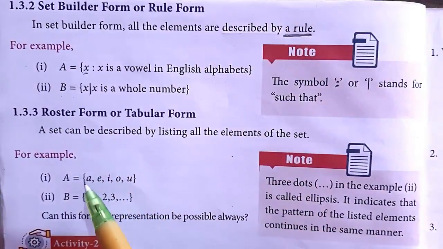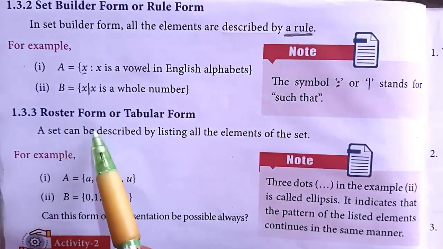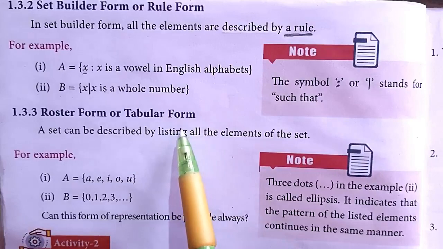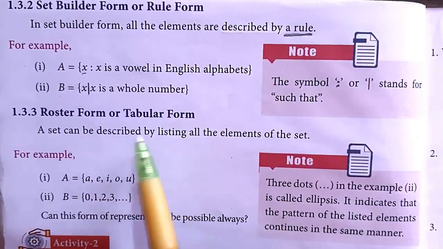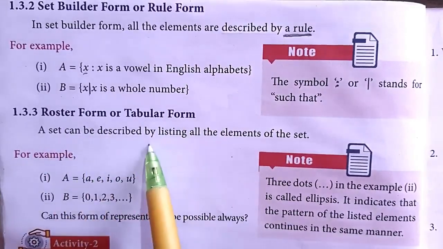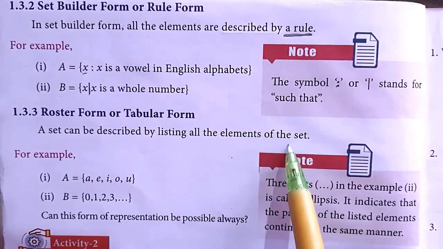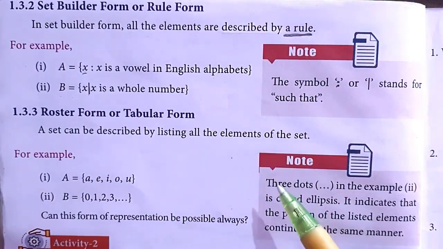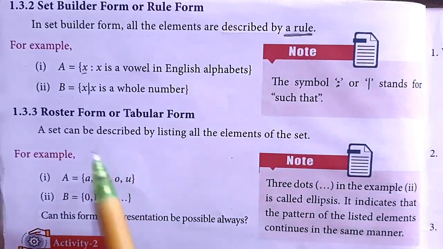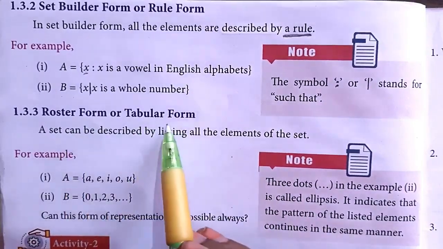Okay. So the third one is roster form or tabular form. The set can be described by listing all the elements of a set. So we have to write all the elements. So that is known as roster form or tabular form.